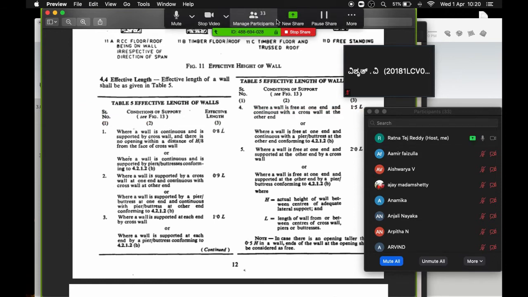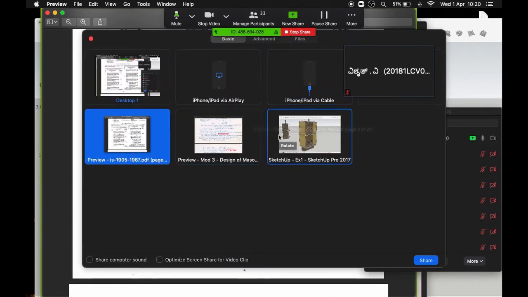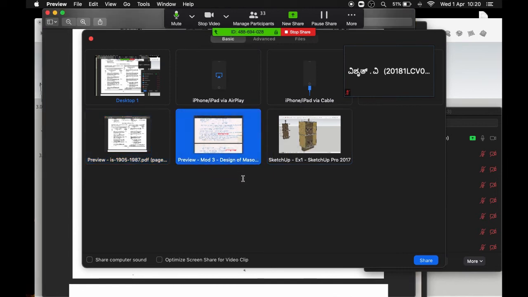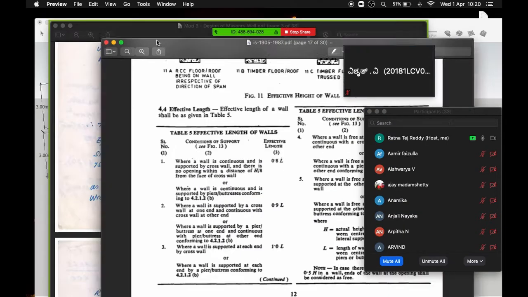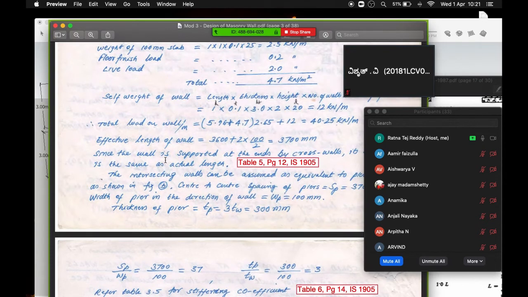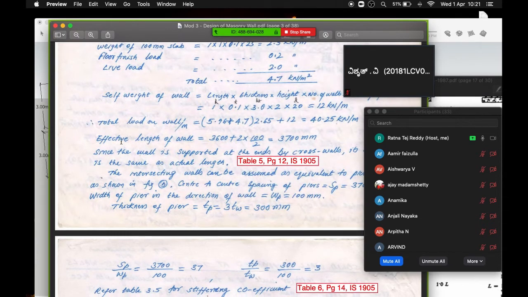But when it comes to the actual length, I think the better word to use over here is actual length, because effective length means it's purely codal specific. You can just replace effective length of the wall with actual length, which shows that 3.6 meter plus 2 into 100 by 2, that is giving 3.7 meter.